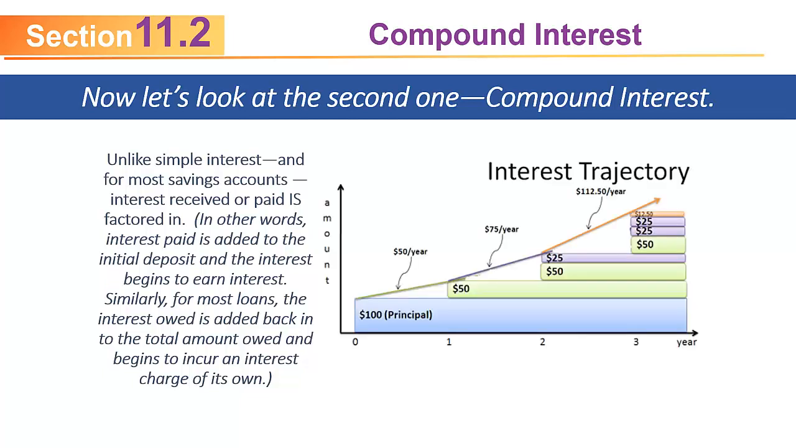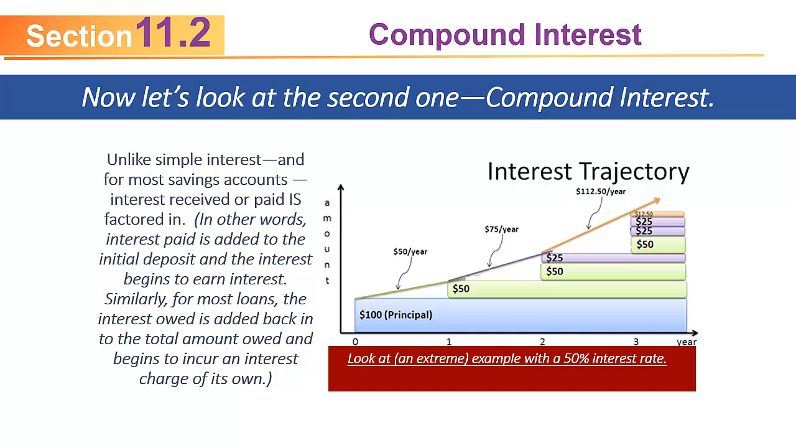For compound interest, this is kind of an extreme example. I did an example with 50% interest rate for simple interest, but let me take that same example, and it is extreme. Nobody's going to give you a 50% interest rate, but it illustrates the point. We have a simple interest with 50%. I did that last time. I want to take that same $100 principal, same 50% interest, but this time I'm going to let it compound at 50%. Compound interest versus simple interest.